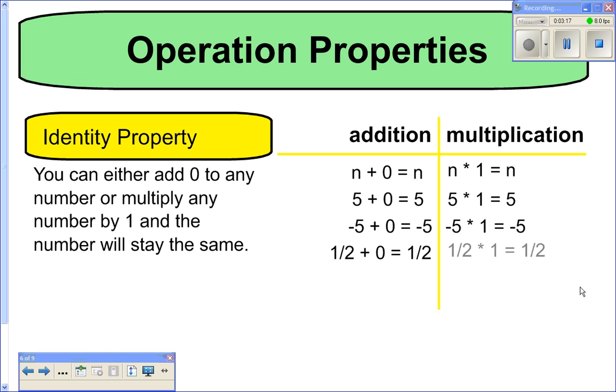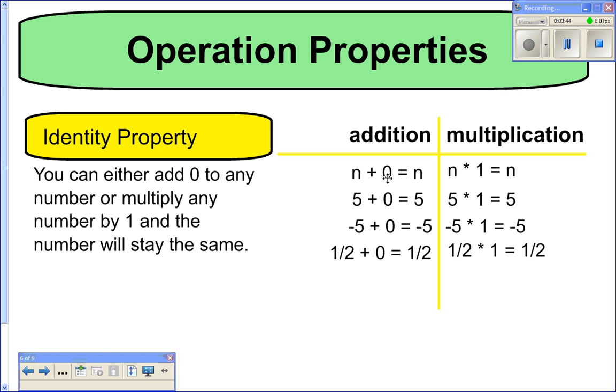Does this work with all rational numbers? Yes, like I said, just like all of the operation properties. These operation properties work with all rational numbers. So a half times 1 will still be a half. We have a half 1 time. That's a half.